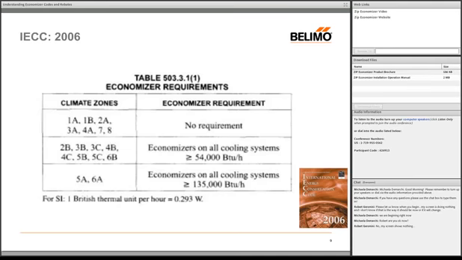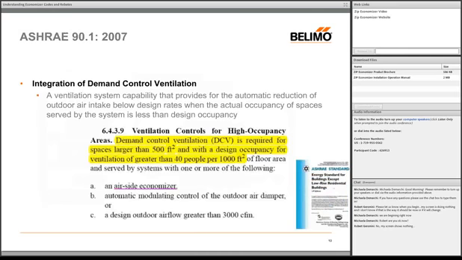IECC 2006 leveraged a lot of the information from the previous ASHRAE codes into their standards. The International Energy Conservation Codes usually do things like this. They leverage the previous year for ASHRAE and incorporate them into something a little more modern. ASHRAE 90.1 in 2007 has some of the most relevant codes that are still used by many states today.